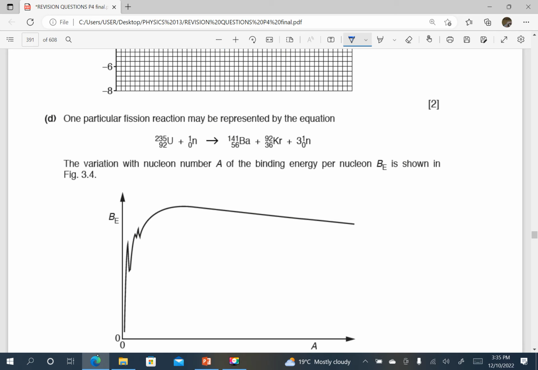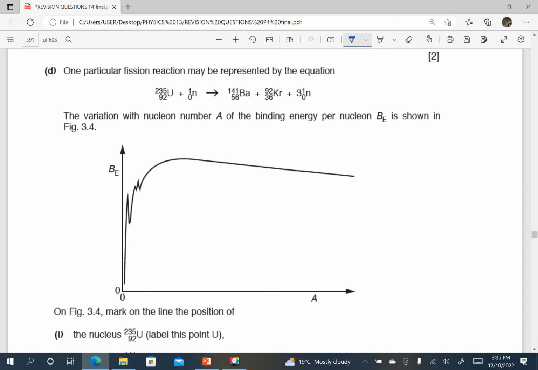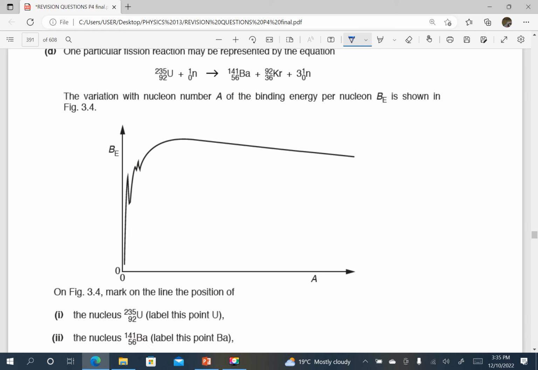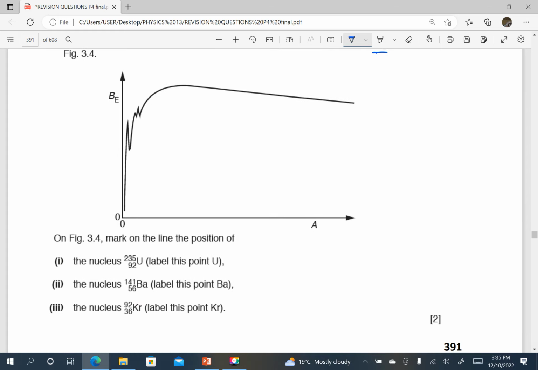One particular fusion reaction may be represented by this equation. This is, of course, nuclear physics, but just for completeness, because it was part of these equations. The variation with the nucleon number A of the binding energy per nucleon is given as that. On the figure, mark on the line the position of uranium. Of course, that is the highest nucleon number, so uranium will be almost at the extreme end.